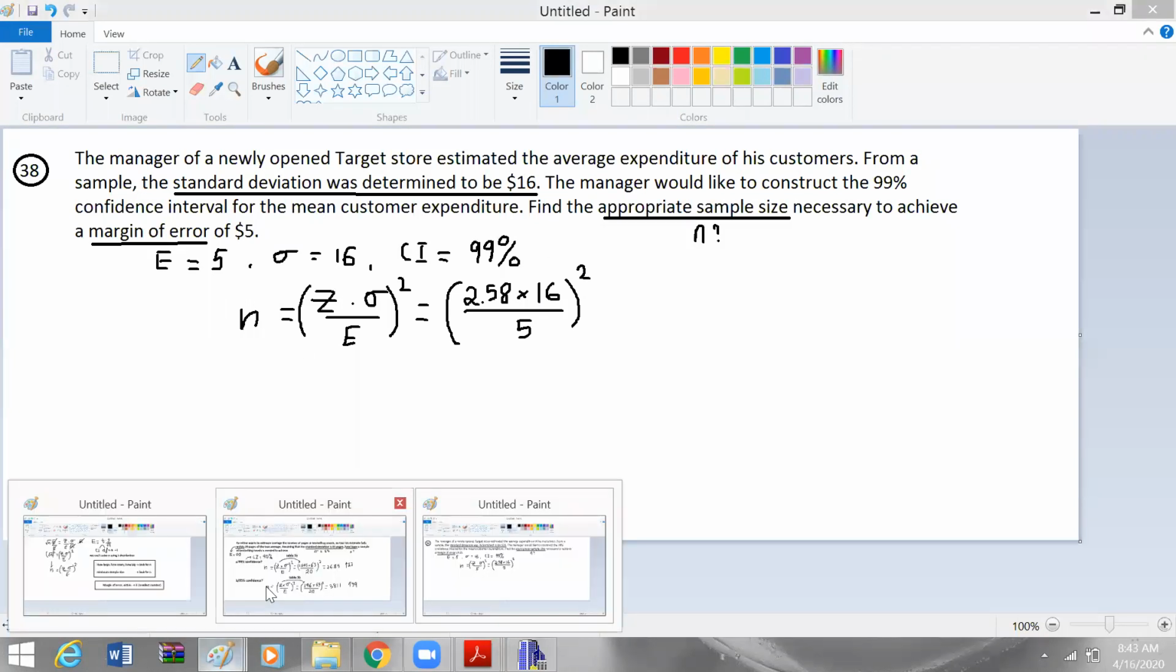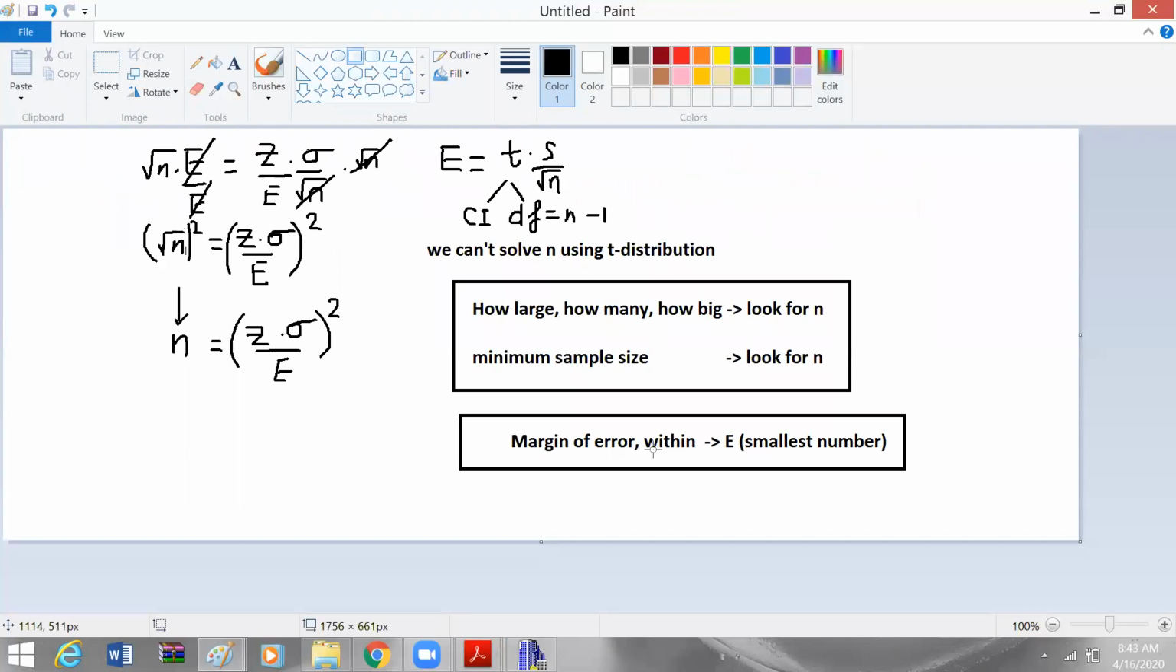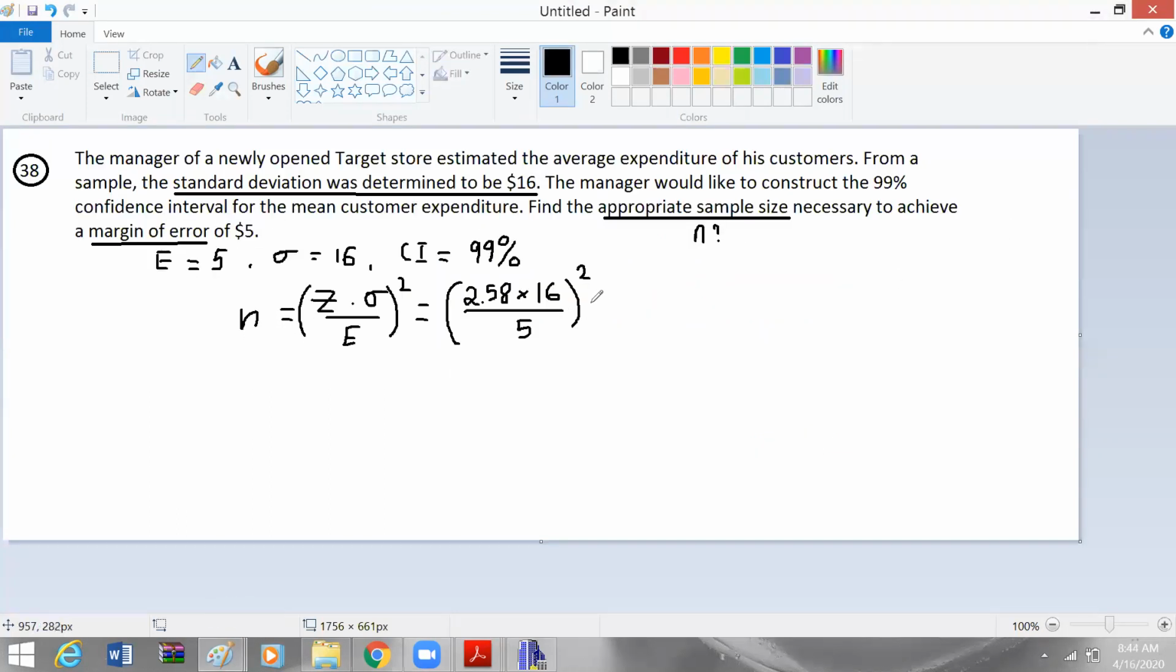So how do you know? This is what I pointed out. Margin of error or the keyword within, that's going to give us the error. So the error bar is E. Okay. So the thing that we're going to write down is that we're going to put 2.